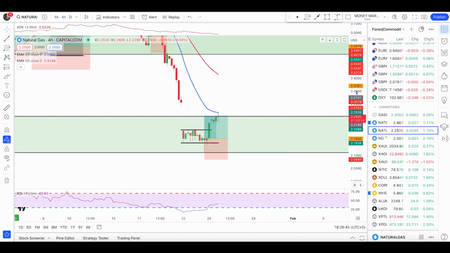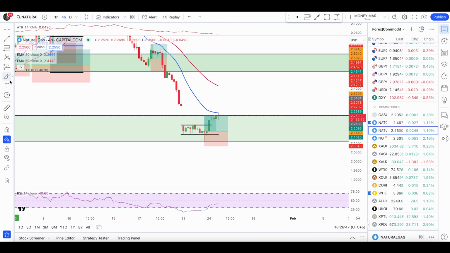Now, I've also mentioned yesterday that we can get a possible rejection at 20 EMA or 50 EMA.